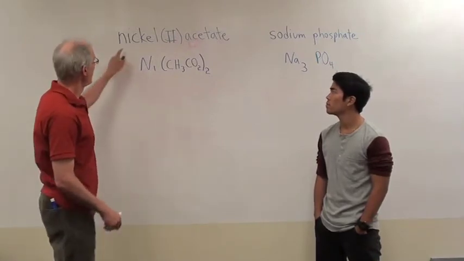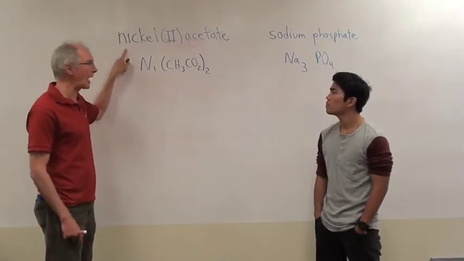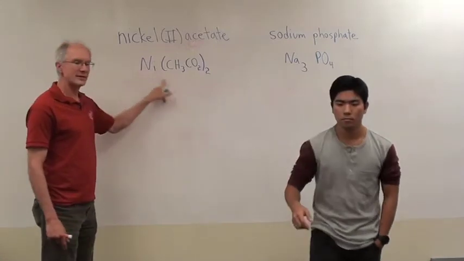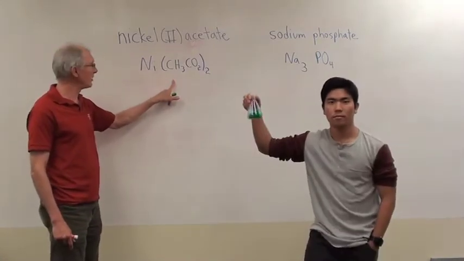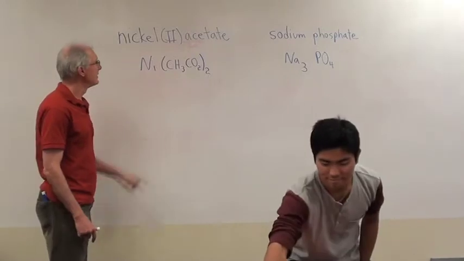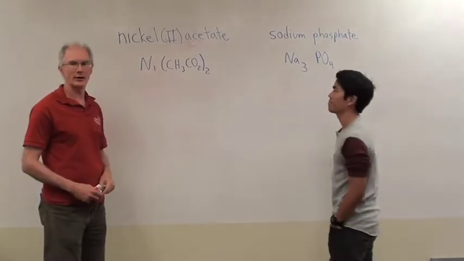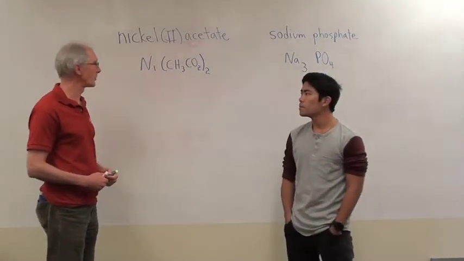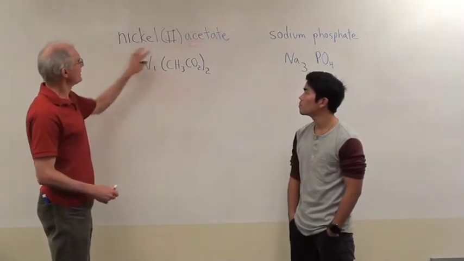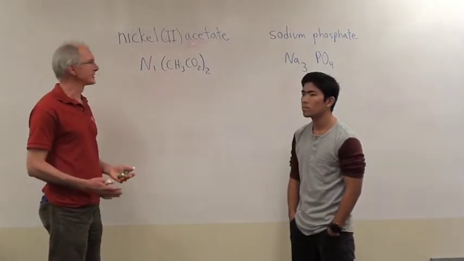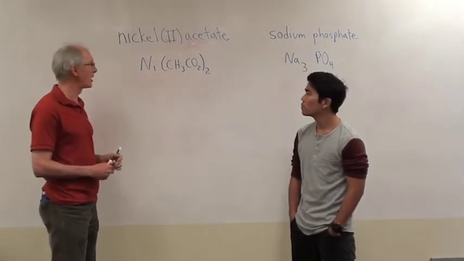And so I have nickel acetate, that's that green compound. This is the formula for nickel acetate. And acetate is one of those polyatomic ions that we asked you to memorize, right? And so the name tells us what the ions are. The formula also tells us what the ions are.